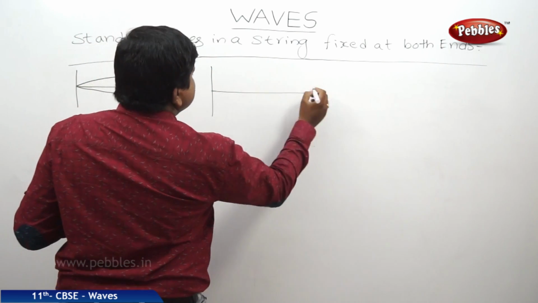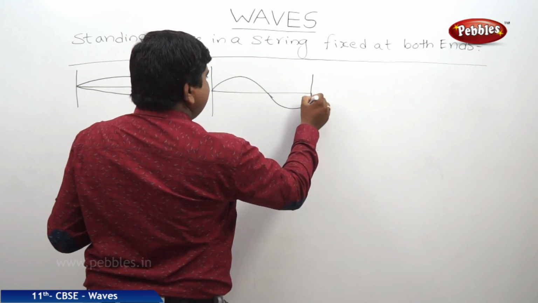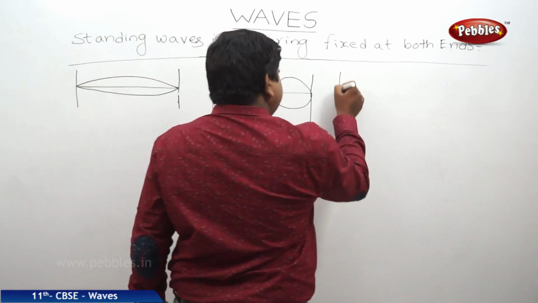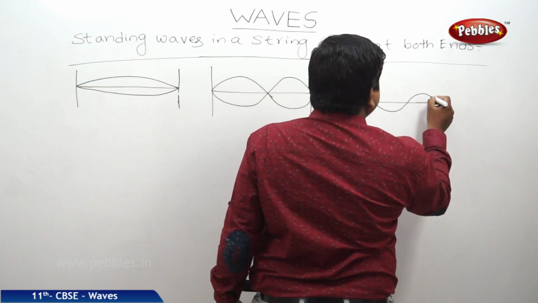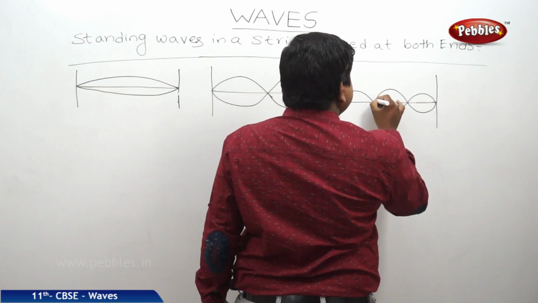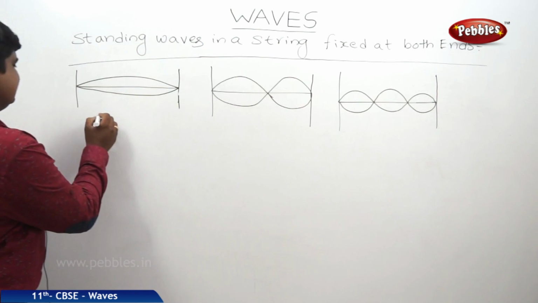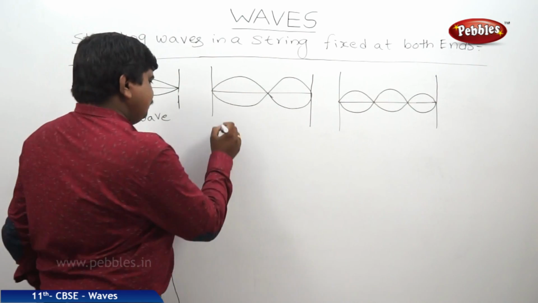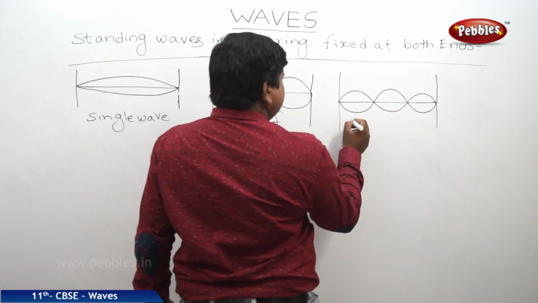Or there is one more pattern. Along the same string, two waves which are alternative in the path are created and reversed back. And there is one more mode, three waves can form and from here it will reverse back. It is better to show the reflected wave in dotted lines. So, here it is a single wave, two half waves, three waves.